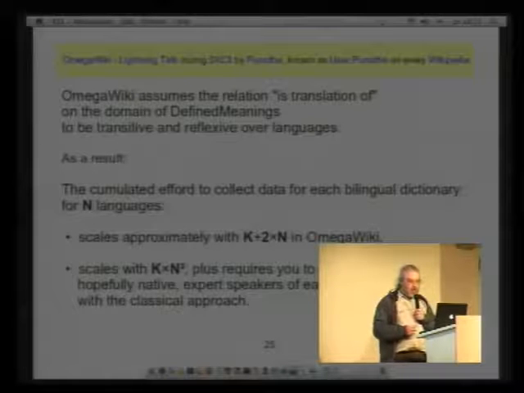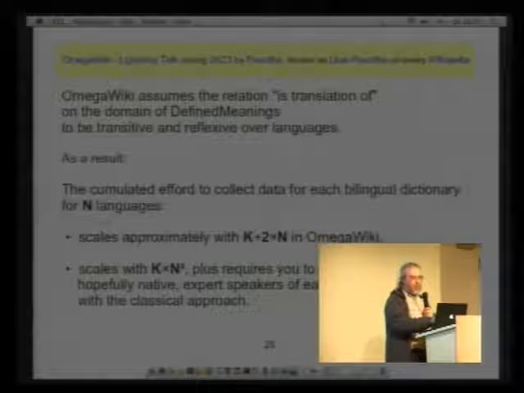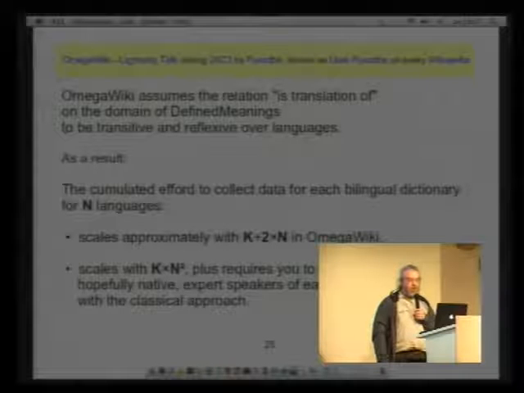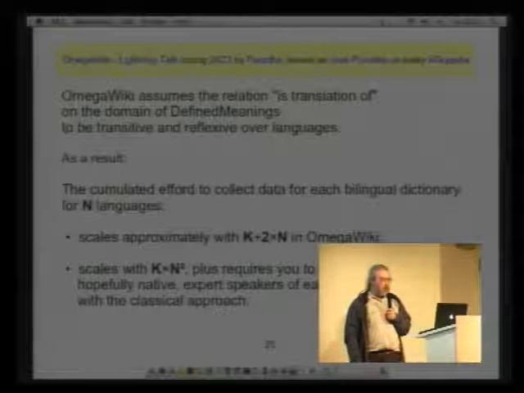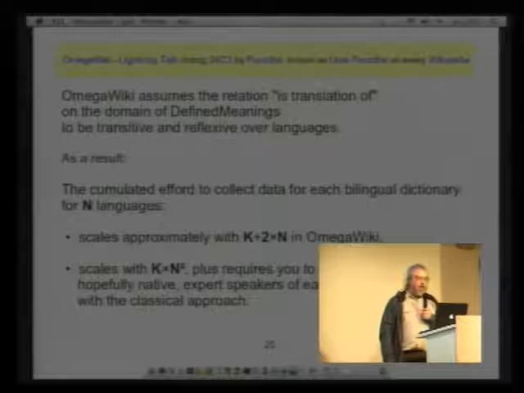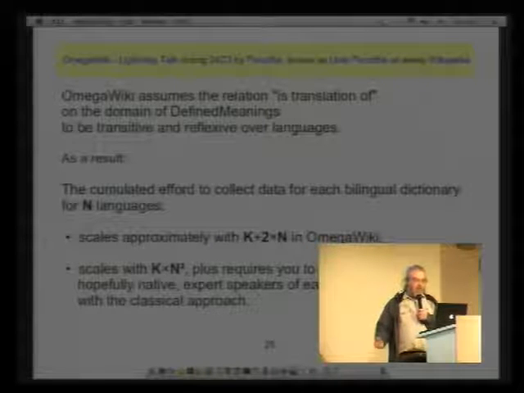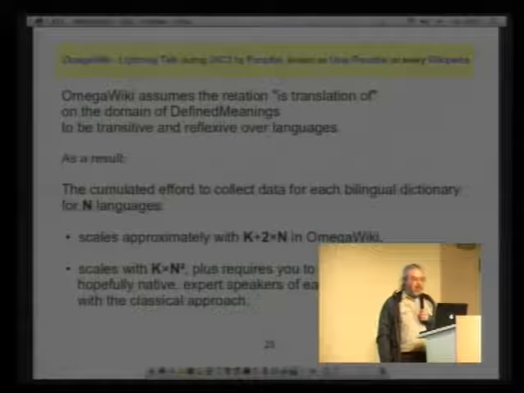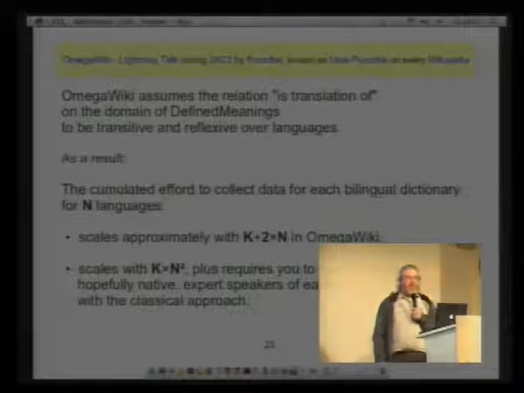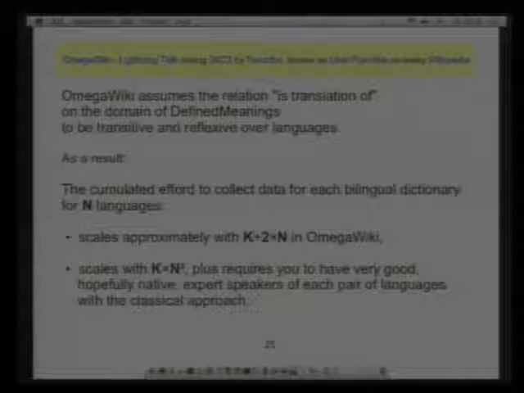The symmetry and transitivity helps us to reduce the workload which is needed to make a bilingual dictionary of n languages. With the method that OmegaWiki uses, the effort scales about 2 times n. The classical method that publishers of dictionaries have used up to now scales with n squared. That means collecting all data is much more efficient than just collecting part of all data.